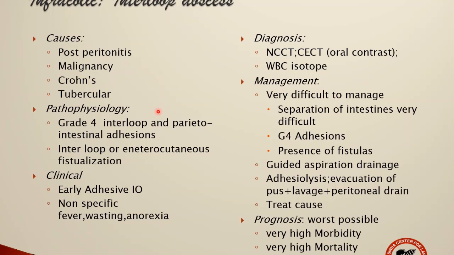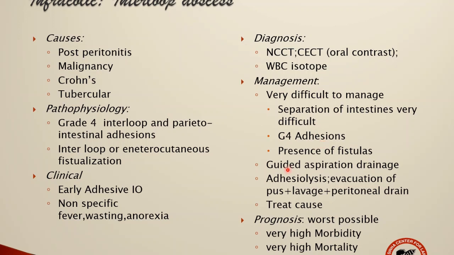What is the pathophysiology? Here, the abscess forms between the loops of the small intestine or between the small intestine and the large intestine along with the parietal peritoneum. So there is a very high chance of having an interloop adhesion, parieto-intestinal adhesion, and interloop or enterocutaneous fistulization. Clinically, early adhesive obstruction is the presenting feature. Non-specific symptomatology, again, pus anywhere inside the peritoneal cavity. Diagnosis has to be by a CECT with an oral contrast, or you can do a white blood cell isotope analysis. Management, very, very difficult to manage. If you're fortunate enough, you can do a guided aspiration drainage.